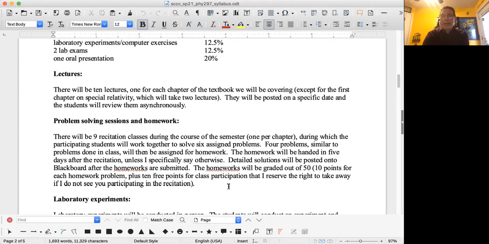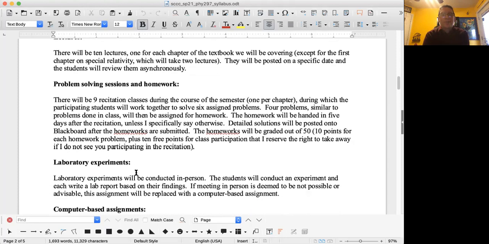The homeworks will be graded out of 50. There'll be 10 points for each homework problem, plus 10 free points for class participation. That's not going to be that big of a concern because you're going to be working on the problems together in class during the problem-solving session. So I'll be able to see that the both of you are participating.